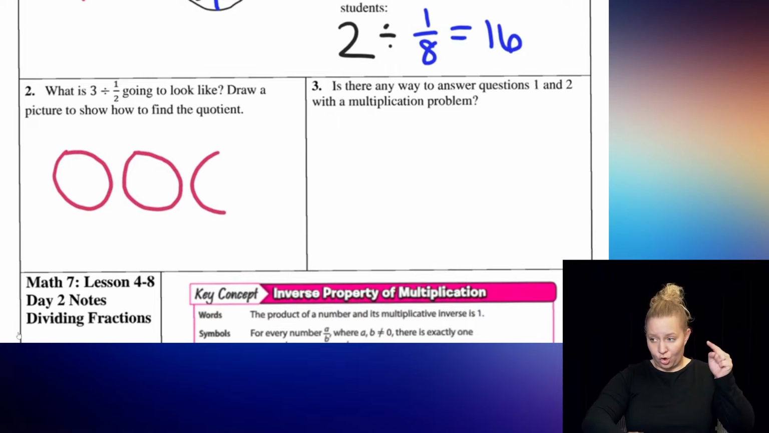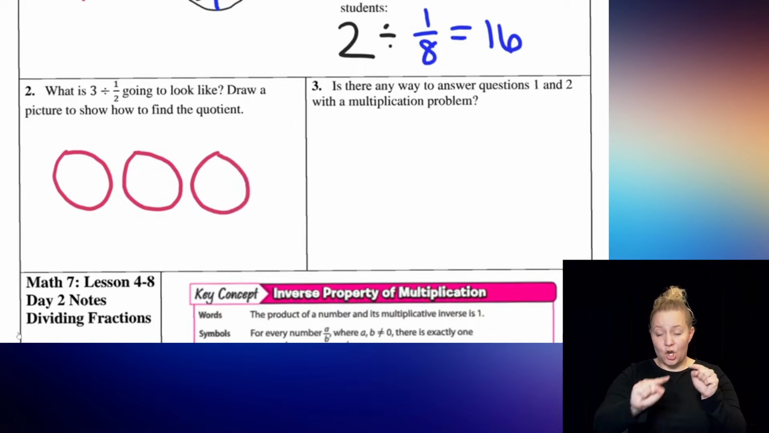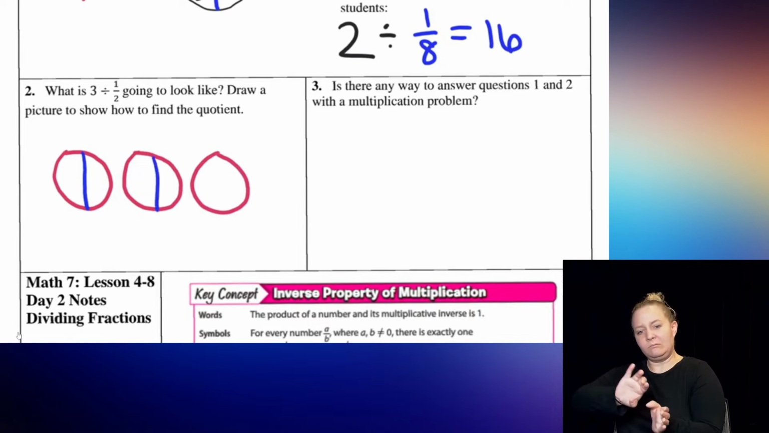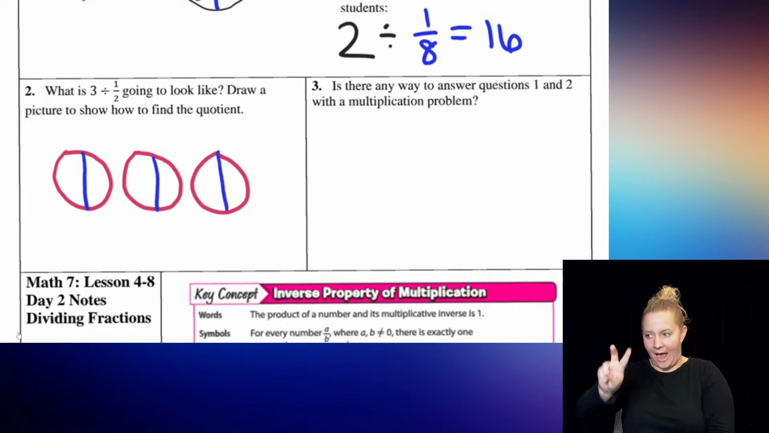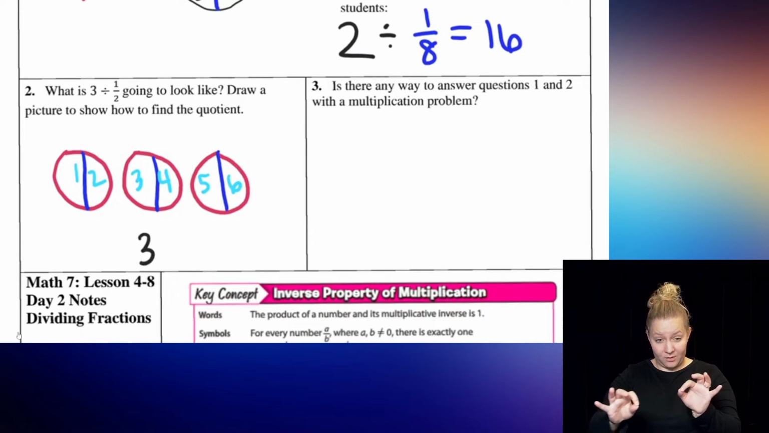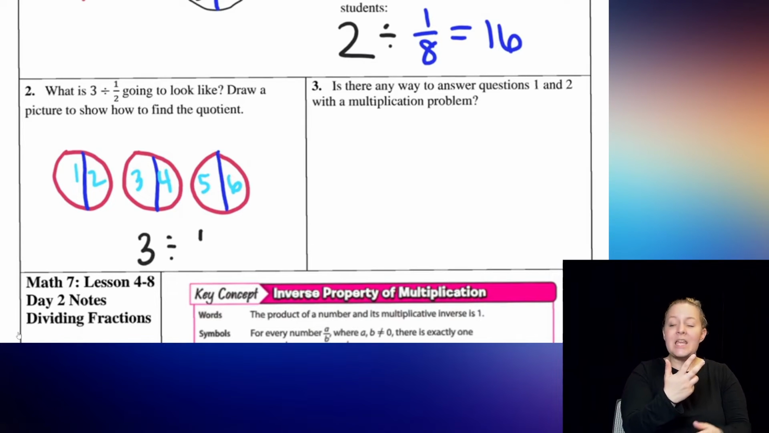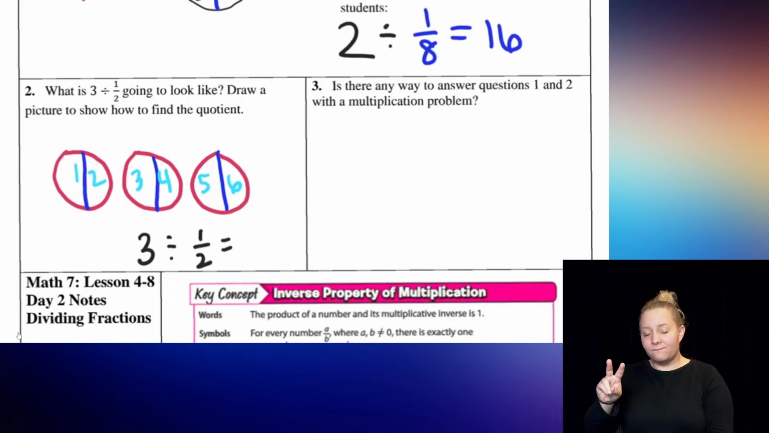And then with our 3 circles, we want half pieces this time. So instead of eighths, you're just going to cut them in half. So once there's a half for each one of them, therefore I have 1, 2, 3, 4, 5, and 6 total pieces. So the equation for this one is I had 3 and I divided it up into half. And my final answer here was 6 total pieces.